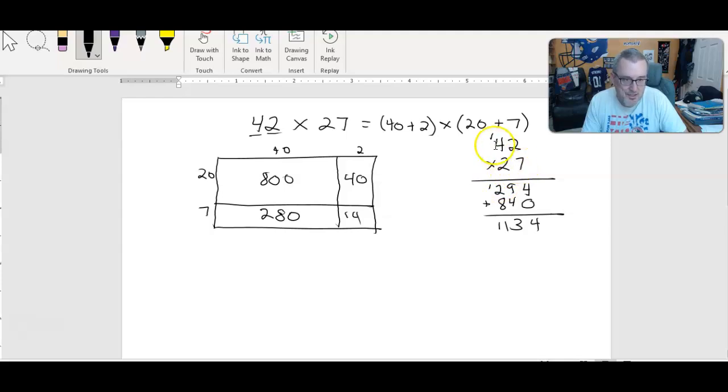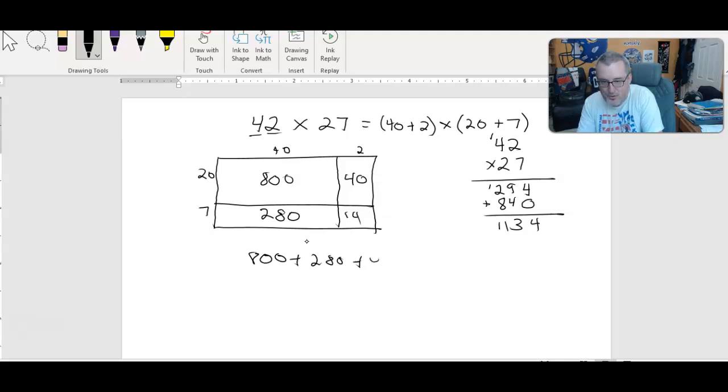Let's see, what was the next one? 4 times 7. I said 4 times 7 in 5th grade, but it's really 40 times 7 is 280. And then 20 times 2 is 40, and 20 times 40 is 800. All the pieces are right there. And so the total is just summing all those up. We've got 800, we've got 280, we've got 40, and we've got 14. 800 plus 200 is 1,000, 1,080, 1,120, 1,134. Look at that, the area model.